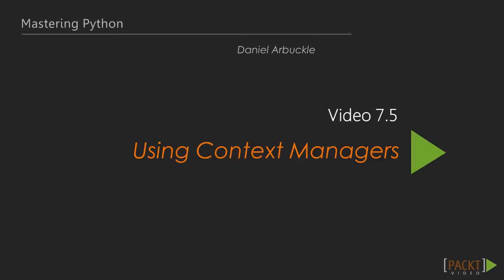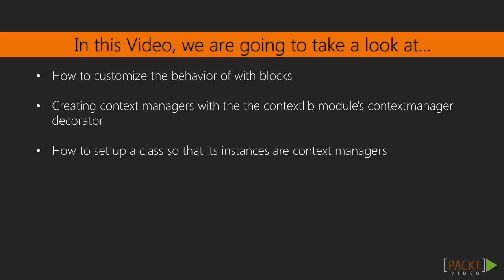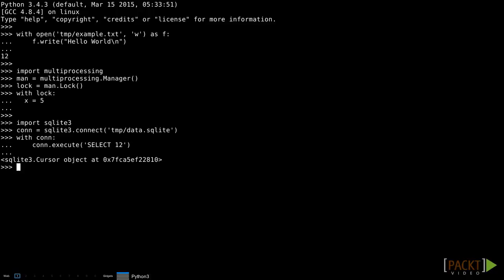7.5. Using context managers. We're going to see how to customize the behavior of with blocks by writing our own customized context managers. We're going to see how to create context managers in two ways. First, by using the contextlib module's contextmanager decorator, and second, by setting up class instances with the proper protocol methods. Context managers are pieces of code that plug into Python's with statement.